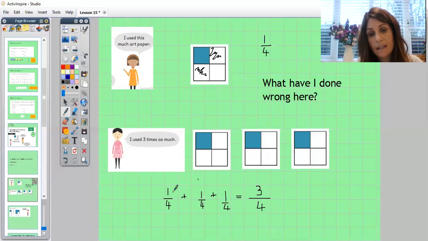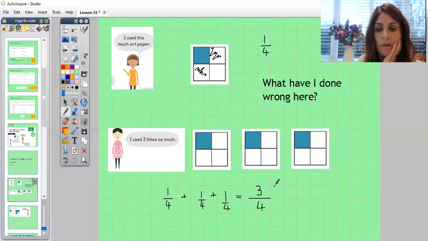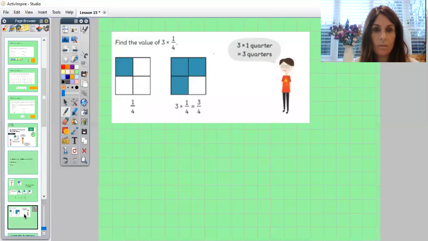Now that's by adding it, but when you get into bigger numbers, you'll find that you don't want to keep adding. You need to multiply, and we know that from normal adding of whole numbers. When you get into the bigger numbers, you don't want to keep adding and adding and adding on. You want to multiply because it makes it much quicker. So we're going to have a little look at what that actually looks like.